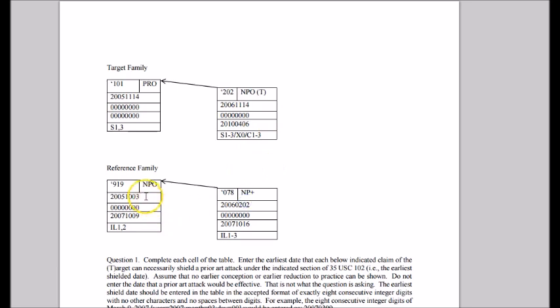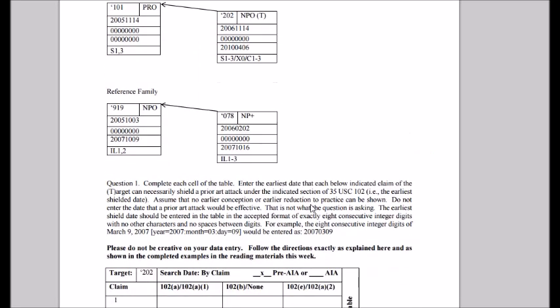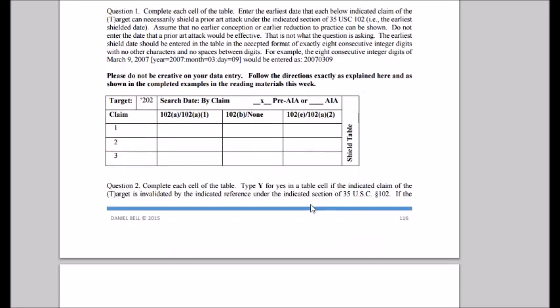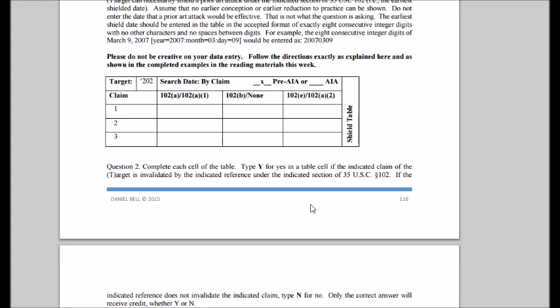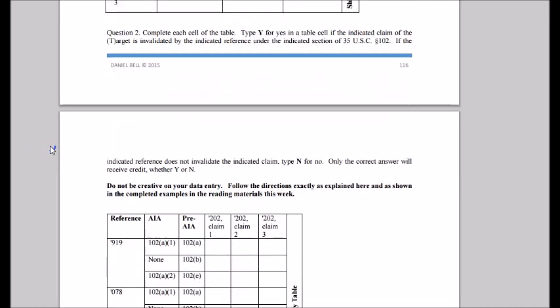We have a filing date, publication date, and an issue date. That's what these 3 levels are. And so are these dates going to be early enough in time to beat this reference? And we populate tables to prove that we understand it. And that's how we develop the process to get people to think quickly about whether or not a claim has its earliest shield dates that it can shield attacks under. And that's what this is. It's a shield table. So we teach how to populate that.